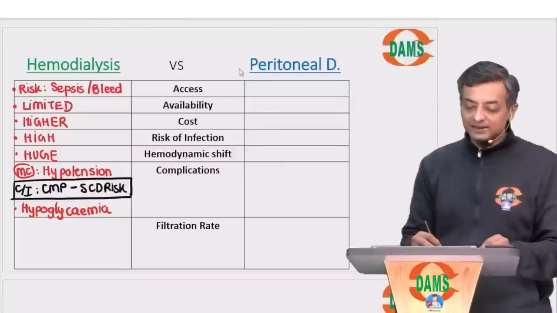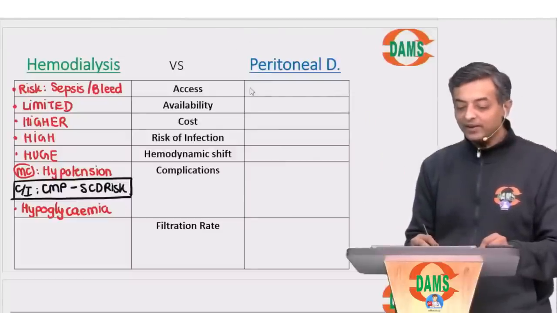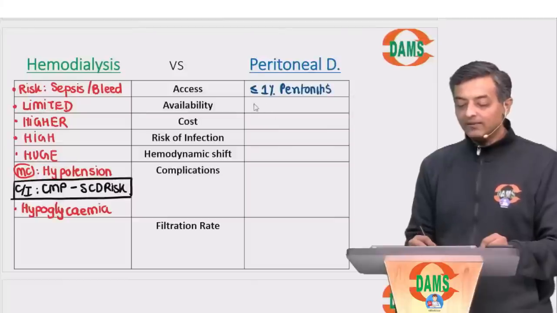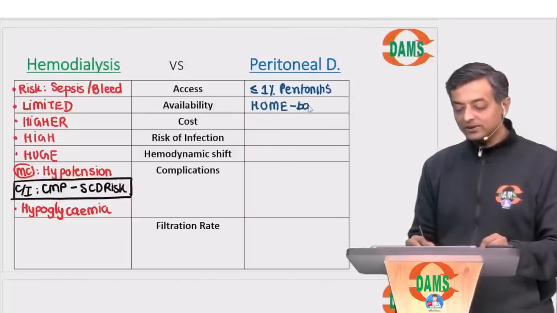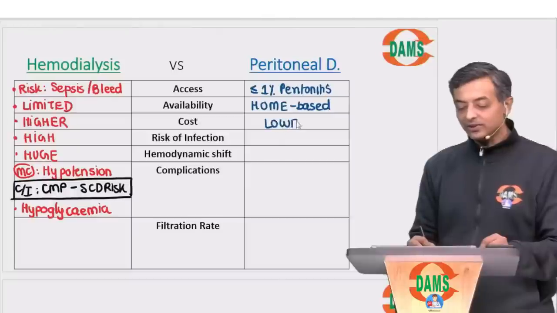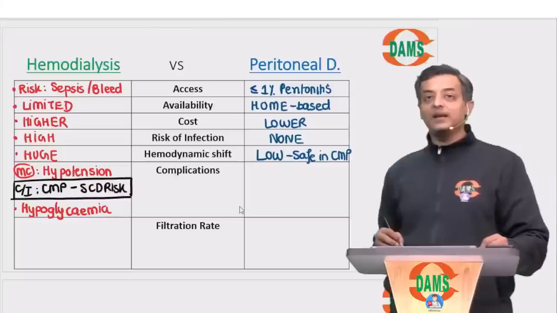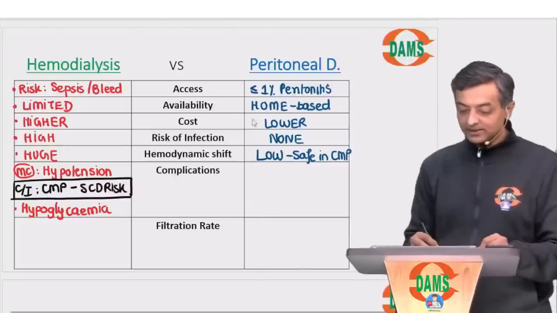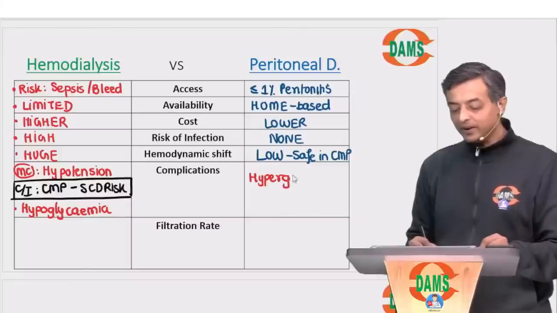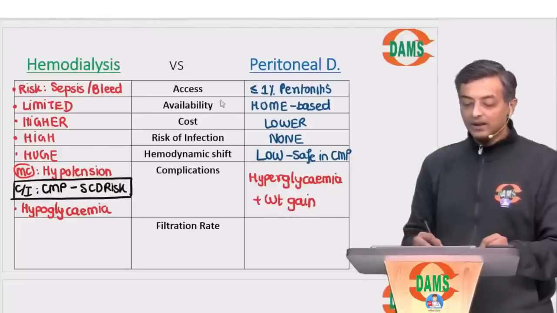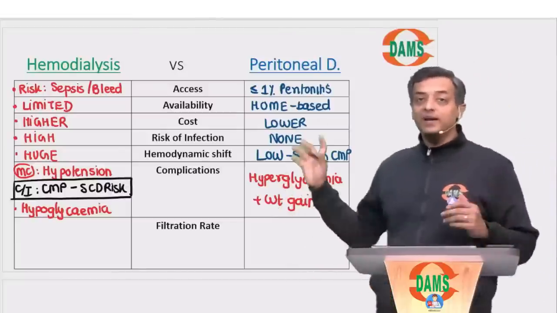But in peritoneal dialysis, when you put the catheter, the risk of peritonitis is low. Less than 1% risk of peritonitis is present. Availability is good, it can be home-based also. The cost is also lower. There is no risk of infection transmission, and there is low shift. Hence, it is safe in cardiomyopathy also. But yes, a small complication: risk of hyperglycemia with weight gain can occur during peritoneal dialysis. Still, when you compare, peritoneal seems to have less red.